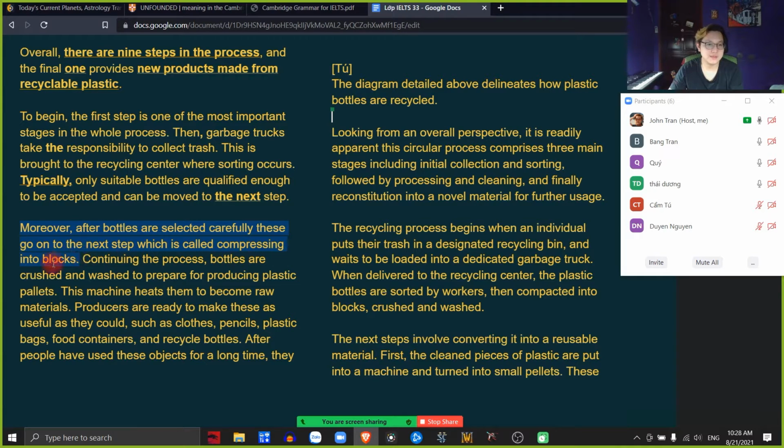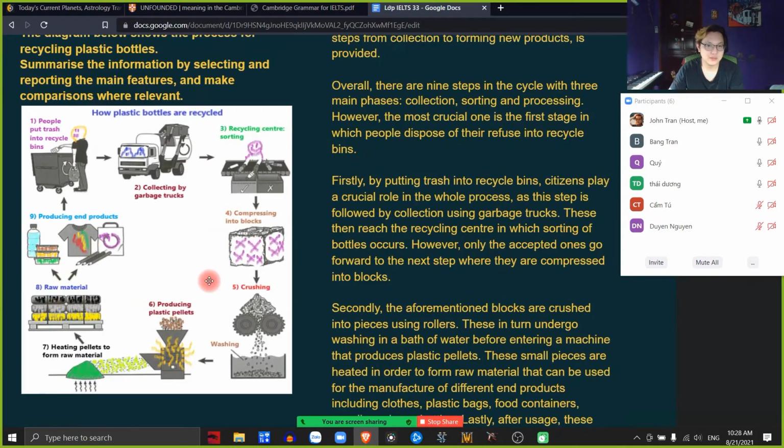Which is called compressing into blocks. Are you sure this is what it's called? Oh yeah, this is what it's called.